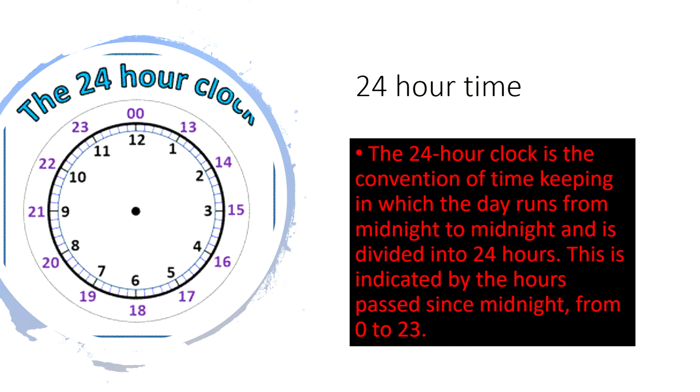24-hour time. The 24-hour clock is the convention of timekeeping in which the day runs from midnight to midnight and is divided into 24 hours. This is indicated by the hours passed since midnight from 0 to 23.